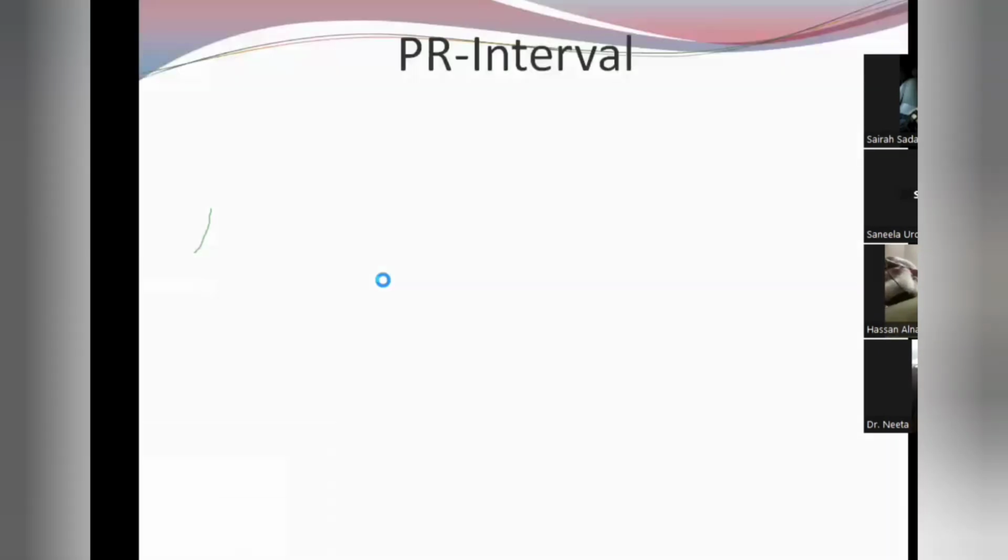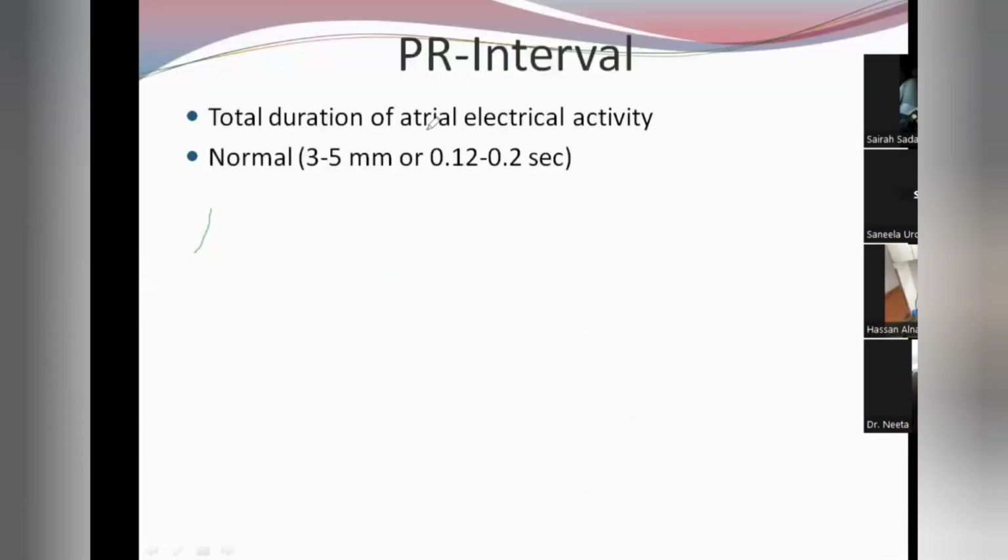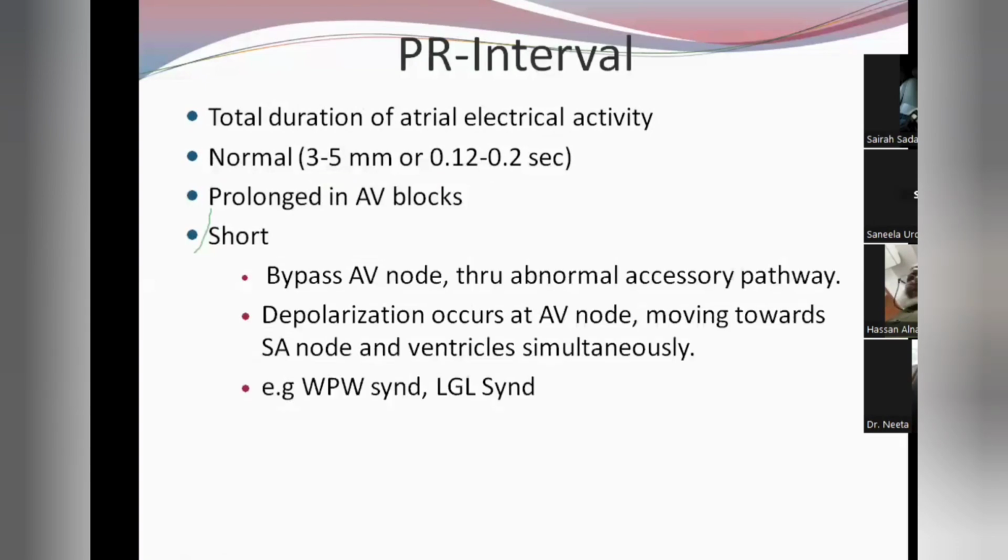Okay, now let's move to the PR interval. It gives you information about the whole atrial electrical activity. The normal duration is this, as you can see, and it can be prolonged in AV blocks. The PR interval can be short in situations like WPW and LGL syndrome.